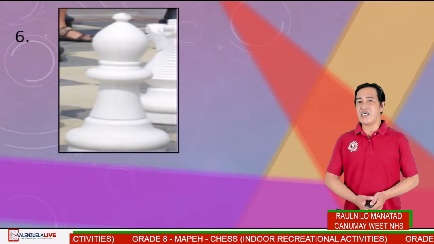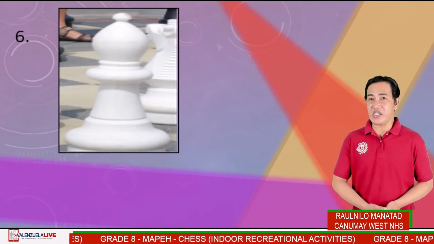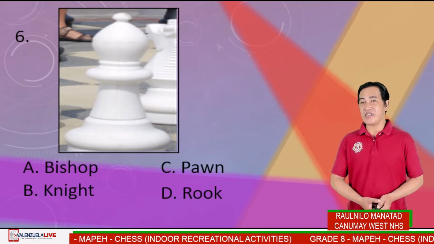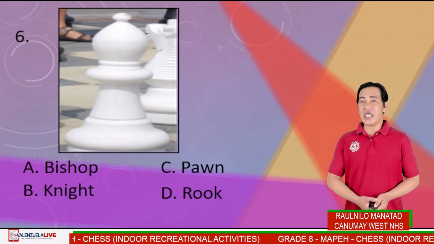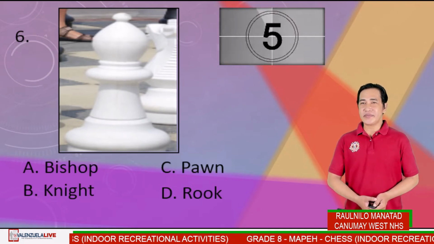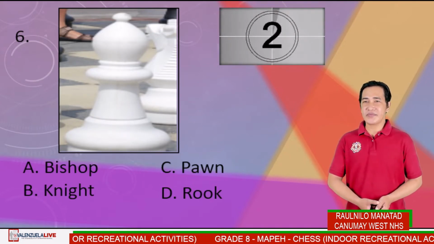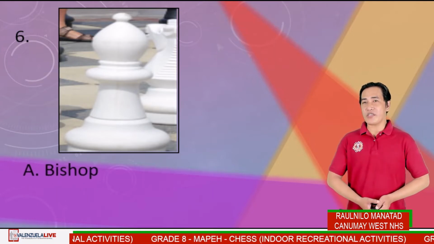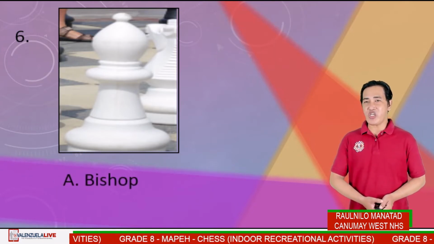And lastly, what chess piece is in the picture? A. Bishop. B. Knight. C. Pawn. D. Rook. Good work! This is A. Bishop.